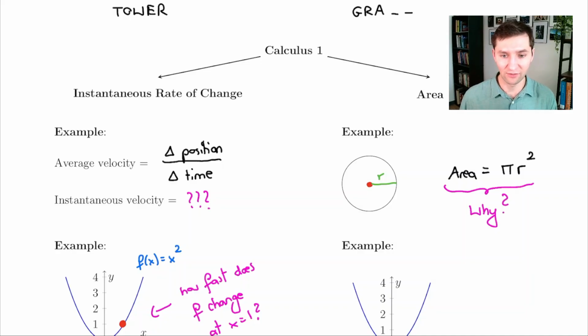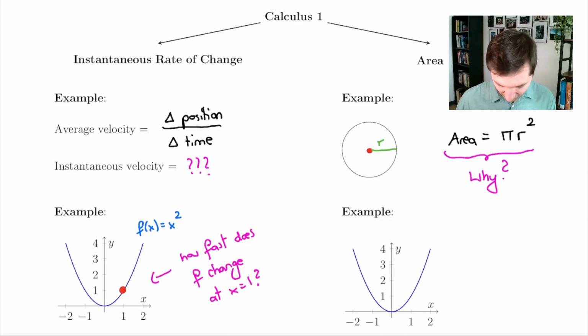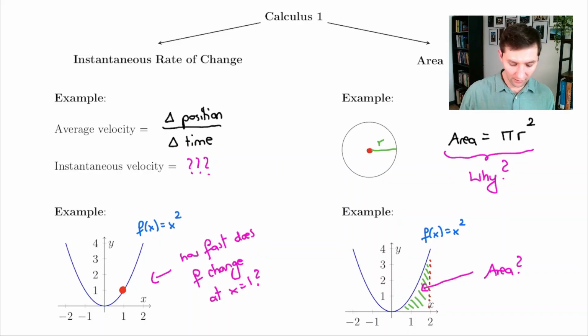Let me give you a final example. Again, consider the function x squared. Now, what is the area of the region between the function and the x-axis and between x equal to 0 and x equal to 2? What is the area of the green region? That green region is not a familiar geometrical figure. It is not a square, it is not a rectangle, it is not a triangle, it is not a circle. What is the area of this region? That is a question that Calculus will also answer.